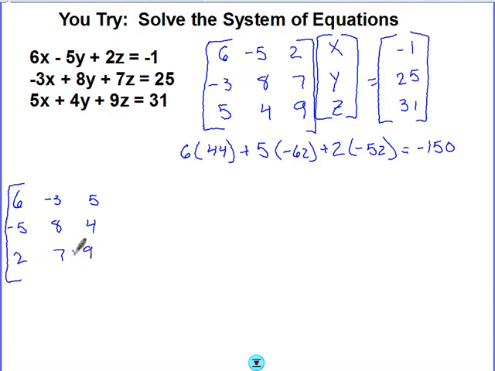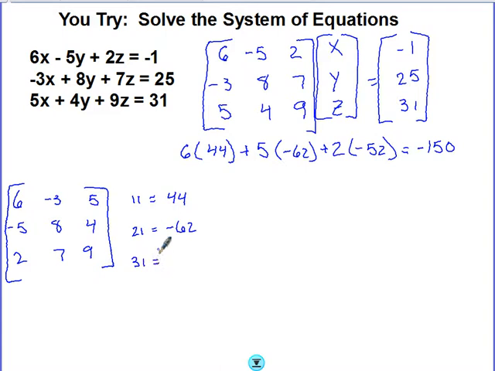And then I need to find the determinant of all the minors. So 1, 1, cross out first row, first column. I get 72 minus 28, which is 44. 2, 1 means cross out second row, first column. So I have negative 27 minus 35, which is negative 62.